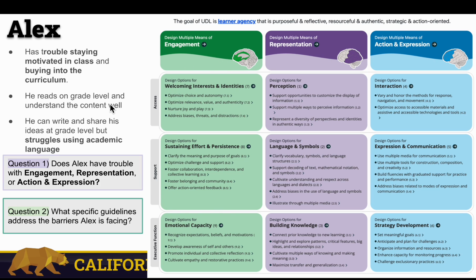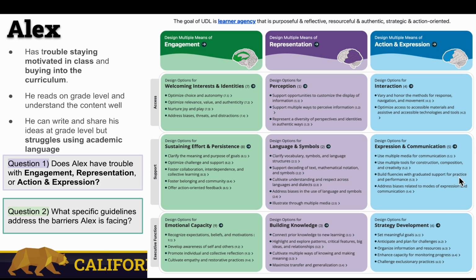It says he reads on grade level and he understands the content well. So that means he doesn't really have challenges with representation. Whether he's reading, however the information's coming, he understands it, and he doesn't need support there. So there are no barriers here. However, he can write and share his ideas at grade level, but he struggles using academic language. So that's now something that has to do with action and expression.